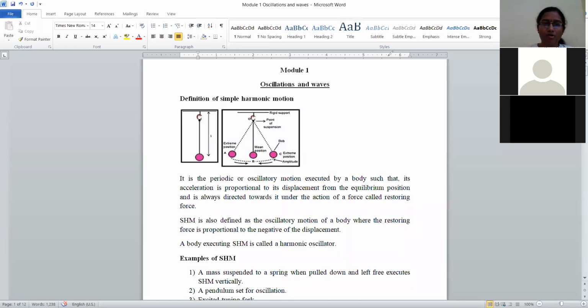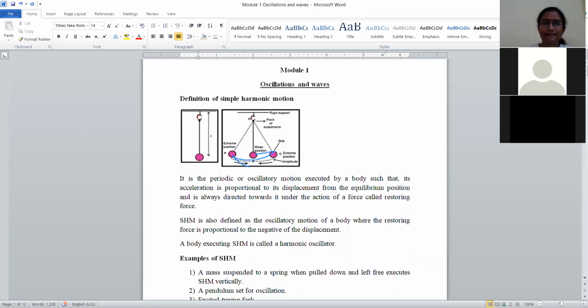So periodic or oscillatory motion is executed by this body, and the acceleration of this body is proportional to its displacement from the mean position or the equilibrium position. And this motion is directed towards it, under the action of a force called restoring force. For example, when we pull this bob to this end, again it comes back. So there is a restoring force. And this body which executes simple harmonic motion is called a harmonic oscillator.